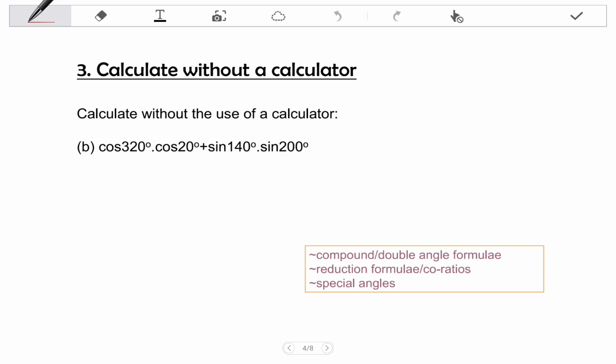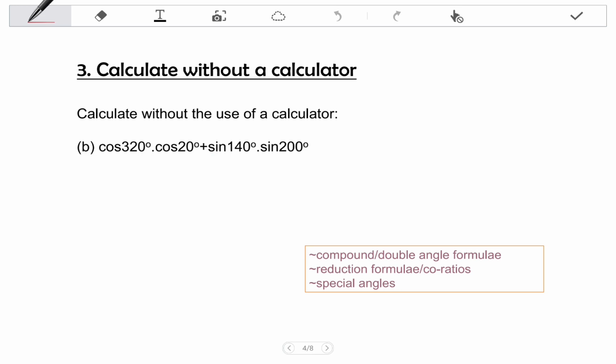Right, so speaking of special angles, here is an example where we are going to contract and we can find the value without a calculator. That means we will use our special angles. Now, if we look at this example, it says, calculate without the use of a calculator. And we have cos 320° cos 20° + sin 140° sin 200°. Okay, the first thing I notice is that I have cos cos plus sine sine.